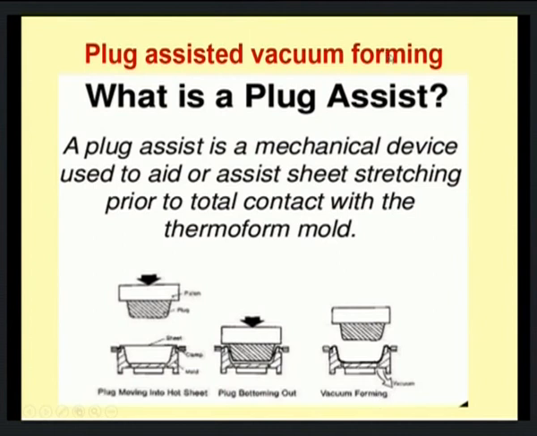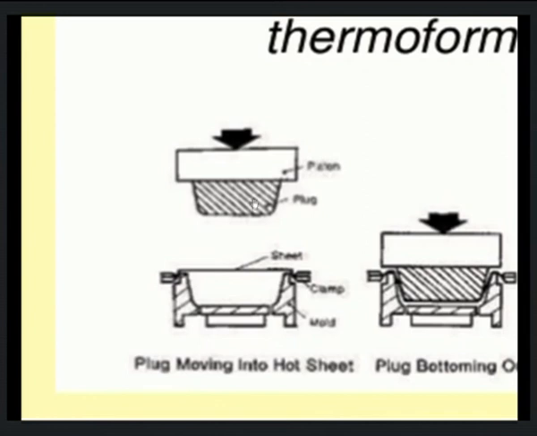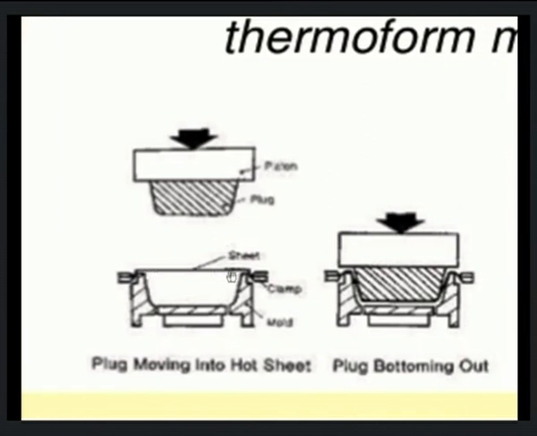Now, before that, what is a plug assist? A plug assist is a mechanical device which is used to aid or assist sheet stretching prior to total contact with the thermoform mold. This is a mechanical, plug shaped device. Normally this is used to stretch the hot plastic sheet.